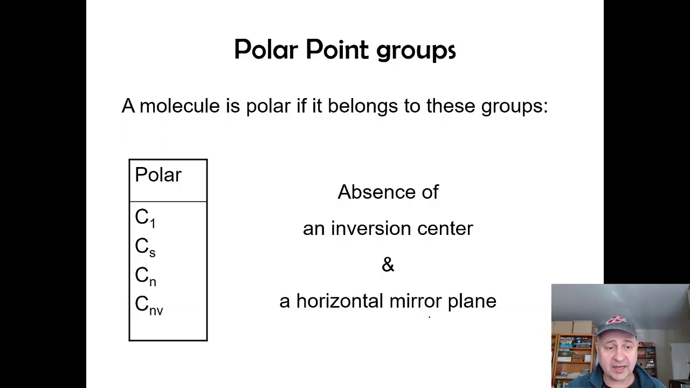And then finally, before I move on to the next part, we can also put molecules into a group that is polar. So now we're looking for, we can have mirror planes, but we can't have horizontal mirror planes, and we cannot have an inversion center. So if your molecule lacks an inversion center or a horizontal mirror plane, it's going to be polar, unless of course we don't have polar bonds, right?